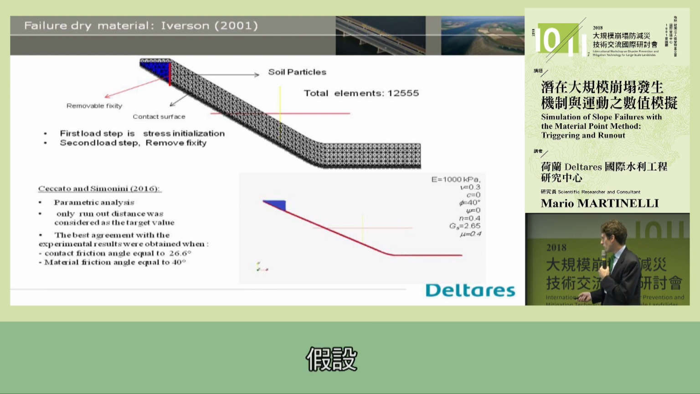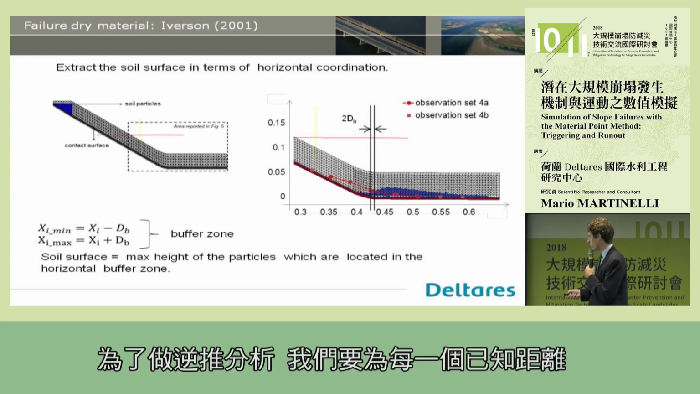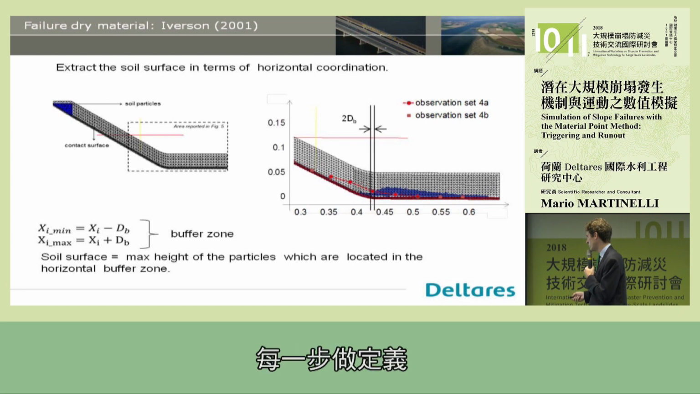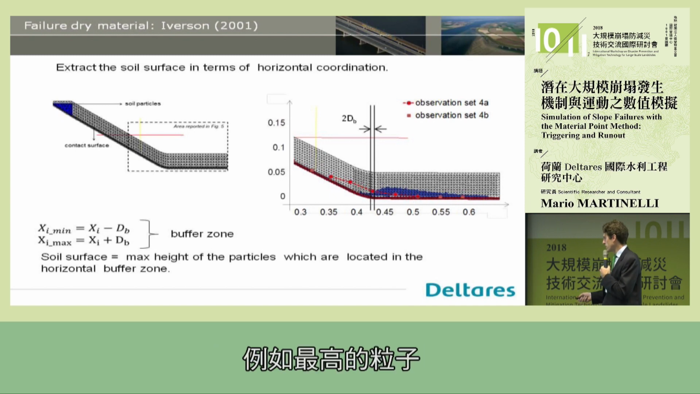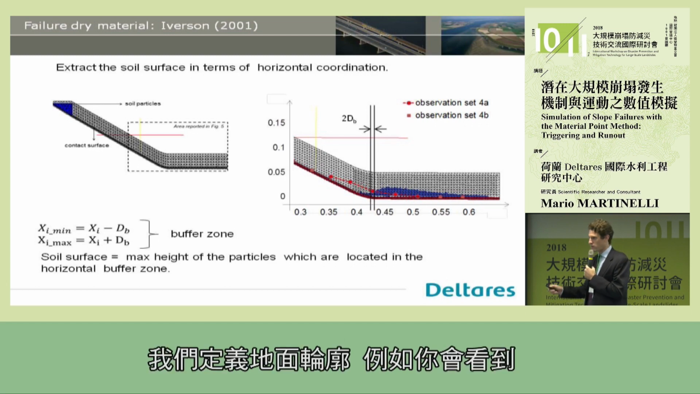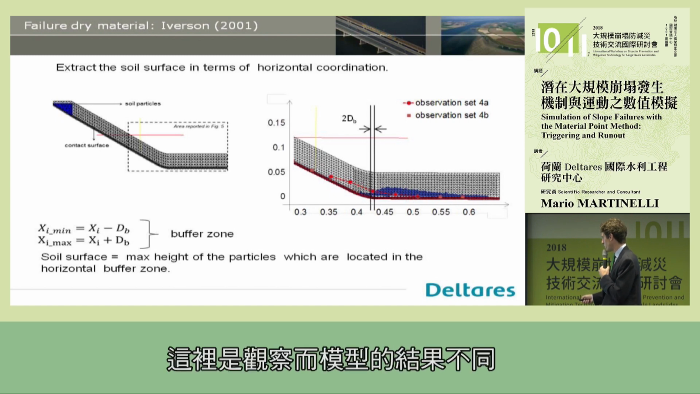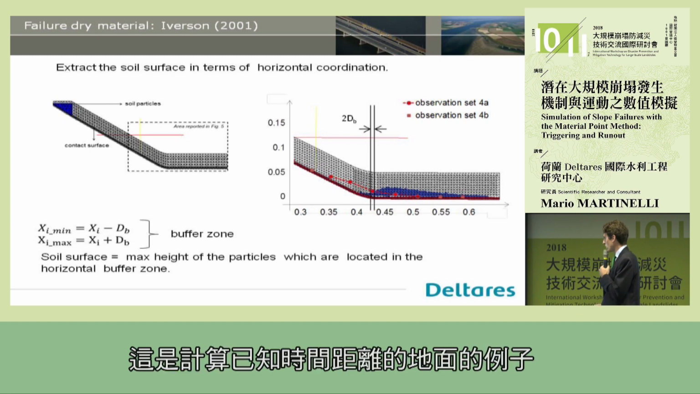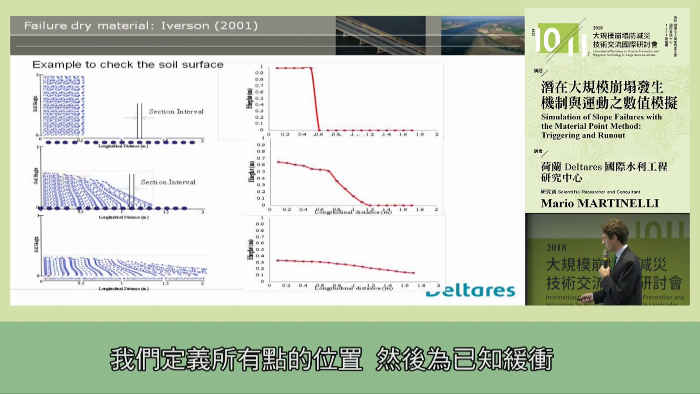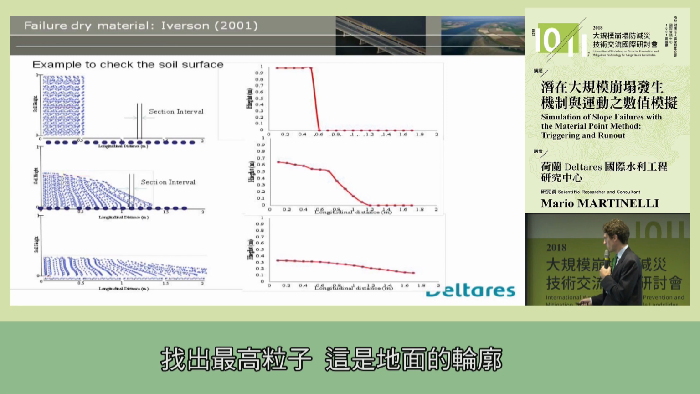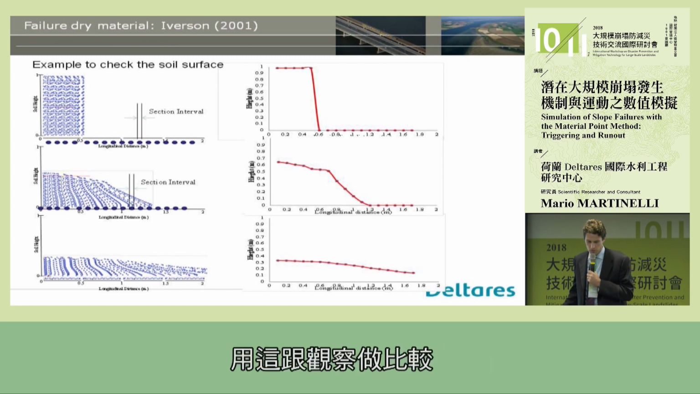In order to do inverse analysis, we define for every given distance here a certain number of points where we measure the ground surface, like the highest particle for a given location. So we define a contour of the ground surface. And then you see that, for example, there is an observation here, and the model gives different results. So this is an example of how to capture the ground surface for every time instance. We define all positions of points, and then for a given buffer, we find the highest particle, and this is the contour of the ground surface. And this will be compared against those observations.